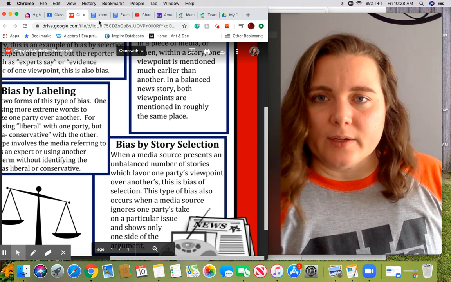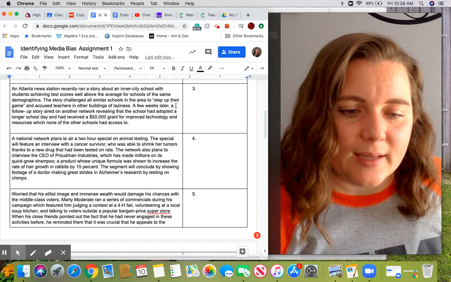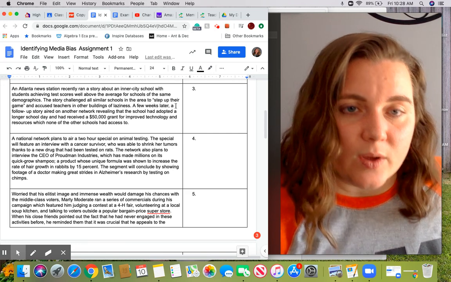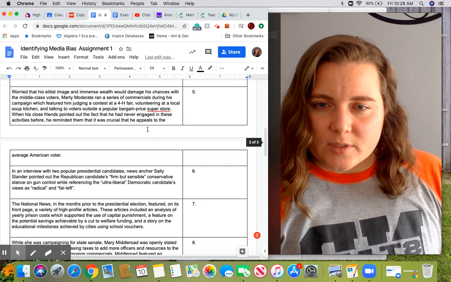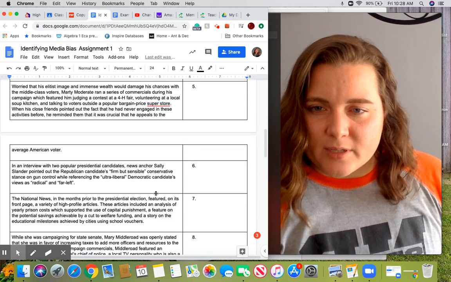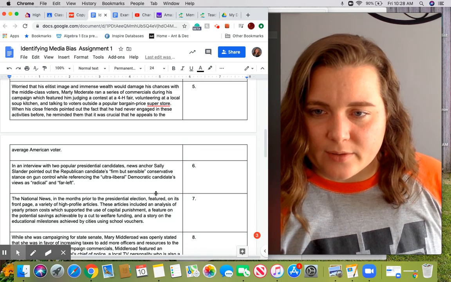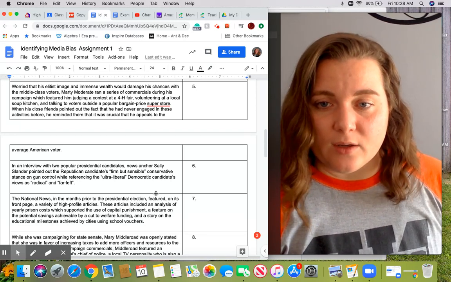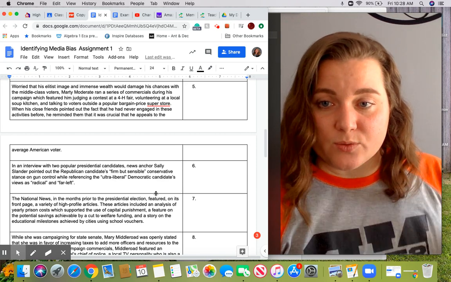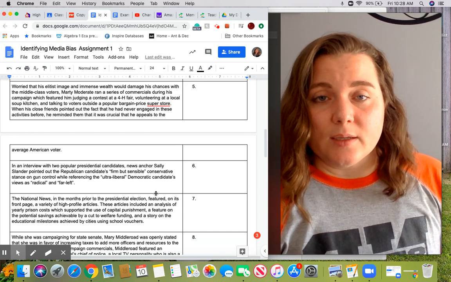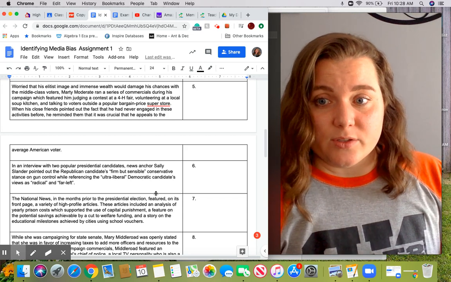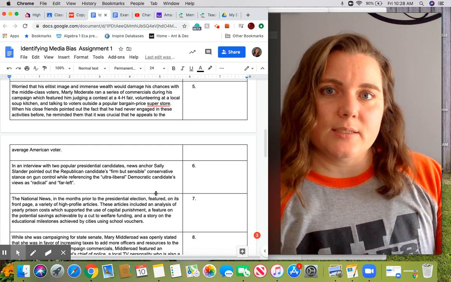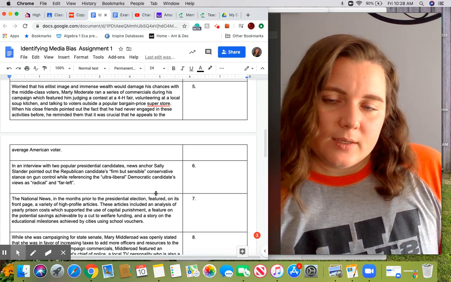The next one, oh, hold on. Let's go to the homework. Bias by labeling, that was number 6 and 12. Let's look at number 6. In an interview with 2 popular presidential candidates, news anchor Sally Slander pointed out the Republican candidate's firm but sensible conservative stance on gun control, while referencing the ultra-liberal Democratic candidate's views as radical and far left. We can see that the liberal is being called ultra-liberal and also radical and also far left. Those are unfair names, and that is bias.